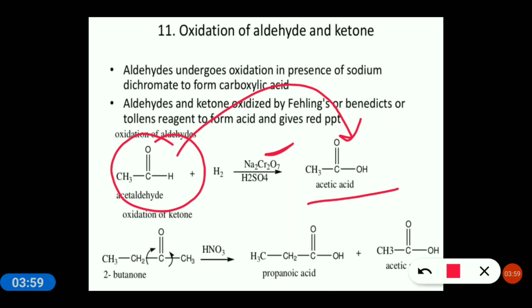This shows that aldehyde itself gets oxidized while reducing the other species. So we can say that aldehydes are strong reducing agents.